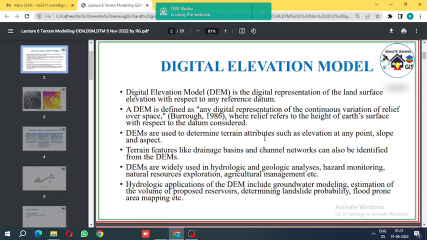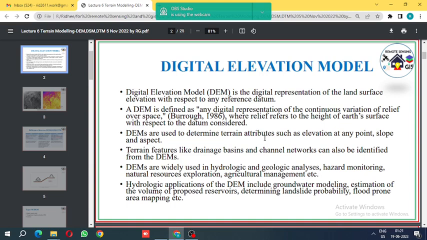Hello everyone, this is a short video about digital elevation model. So we're just going to introduce what digital elevation model is all about in this short video. So what is digital elevation model? Most of you maybe already know about it.